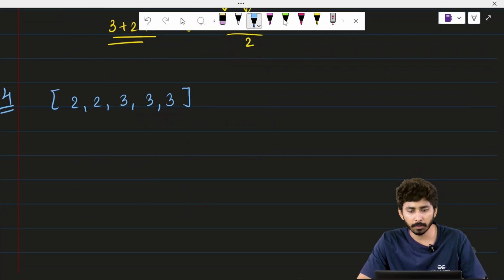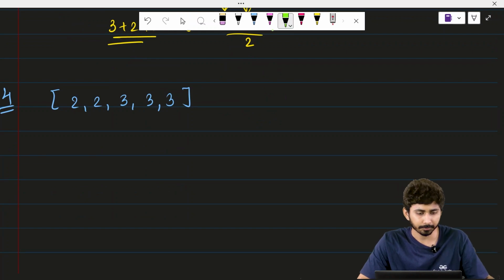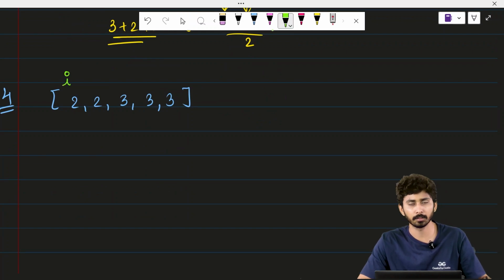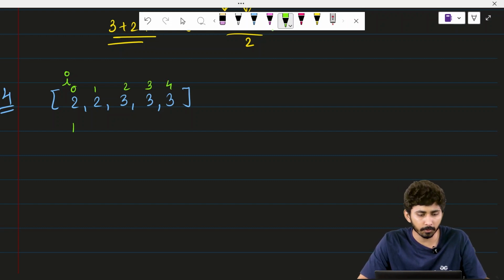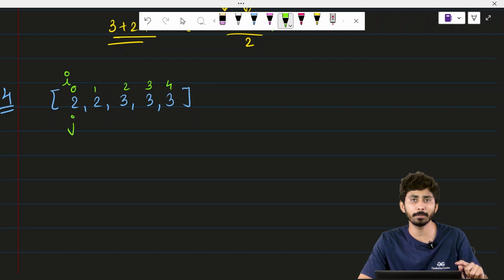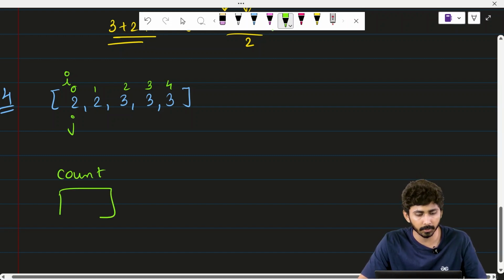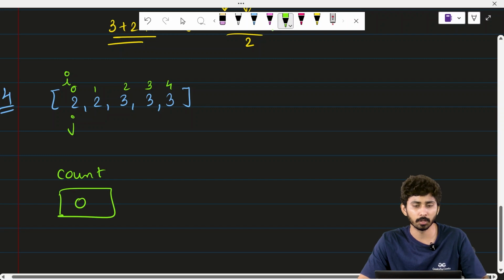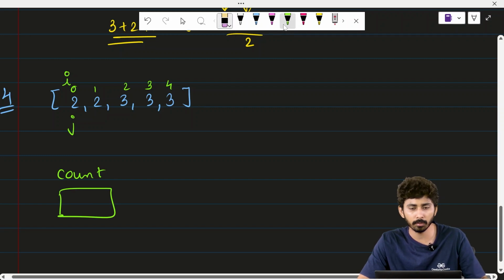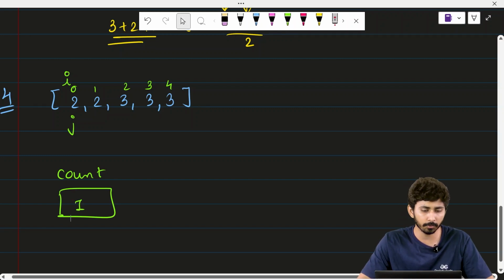I will start the loop over here. There's an outer for loop starting with index number 0. Now there's an inner for loop. It will find out how many identical elements there are. So I'll have a count variable over here. Count is initially 0. Now I have included one element, so count will be 1. Now increment the value of j.